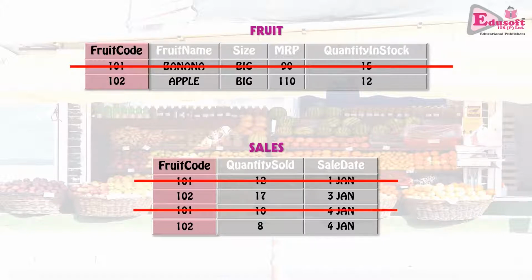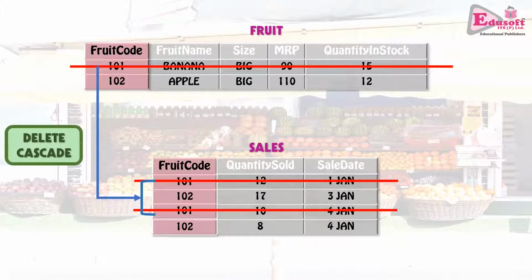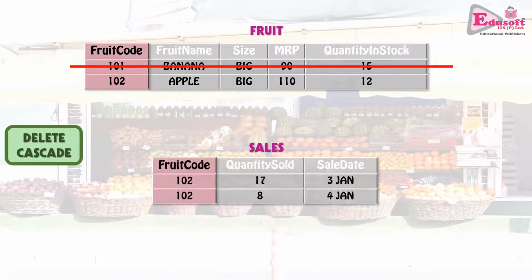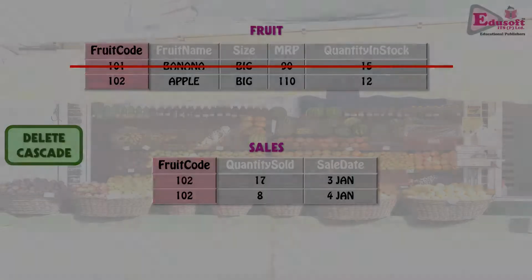That is one aspect of referential integrity. The automatic deletion of records is also called cascade delete. Cascade means if any record is deleted in the master table, then the matching records in the transaction tables should also be deleted. That's called the cascading effect of delete.